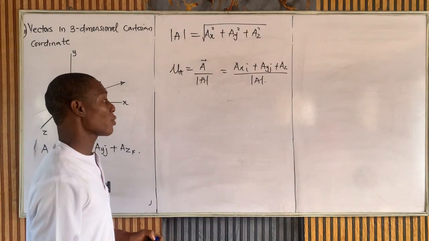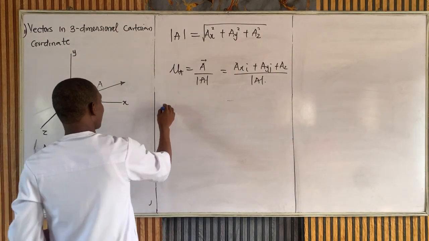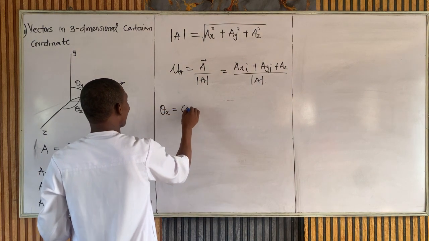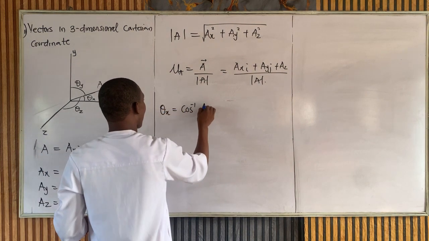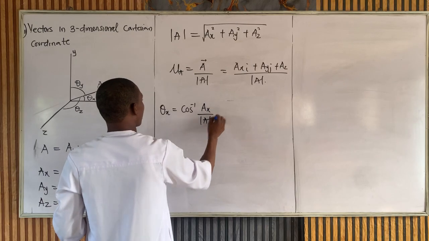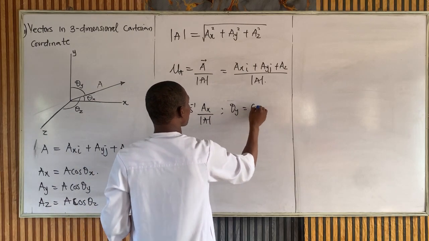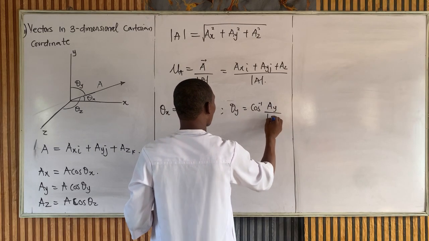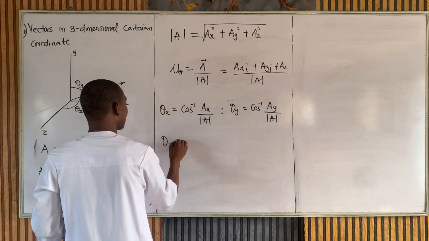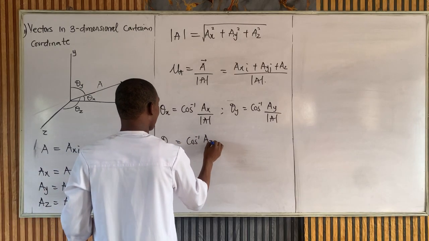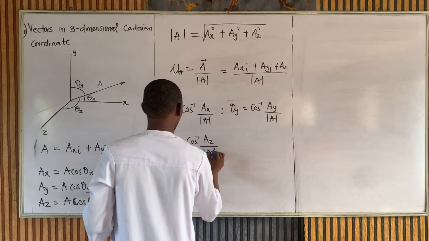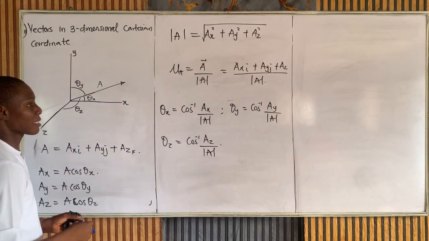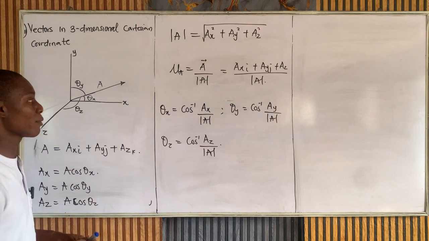And lastly, to get the angles of the vector, here you get 3 different angles. To get theta x, it's simply going to be cos inverse of AX over magnitude of A. And to get theta y, it's going to be cos inverse of AY over magnitude of A. And to get theta z, it's going to be cos inverse of AZ over magnitude of A. So that's how to do this for 3-dimensional Cartesian coordinates. We'll take one example under this now.